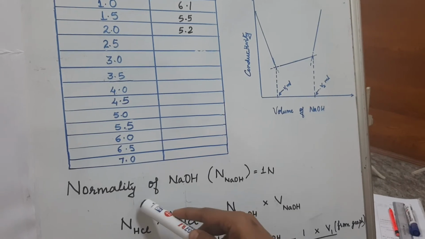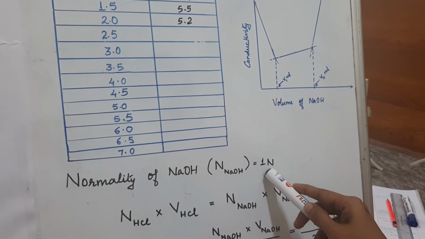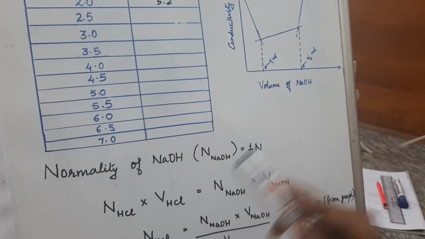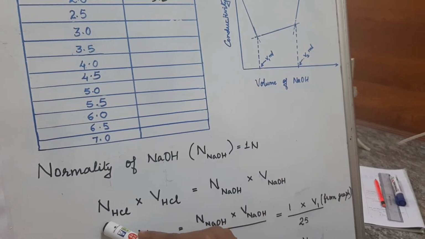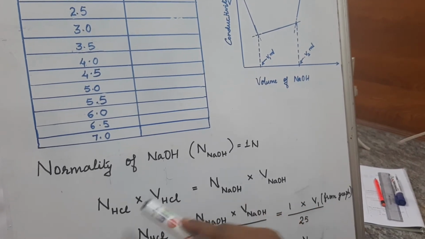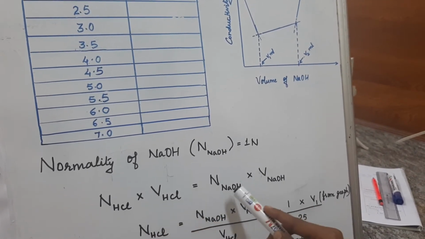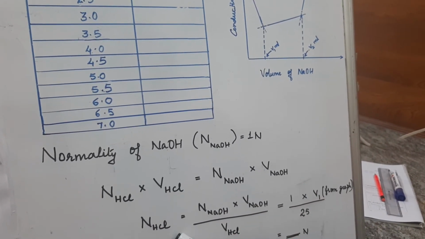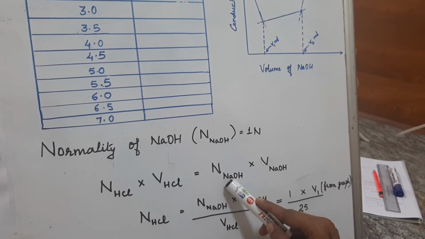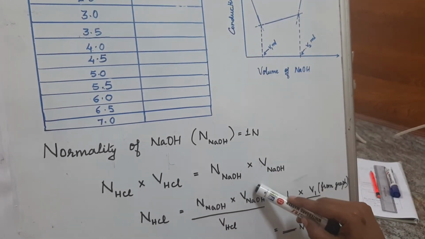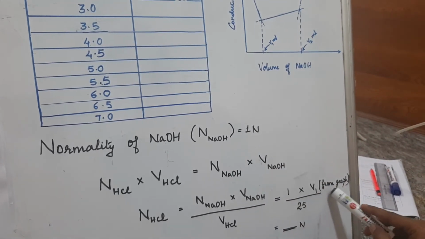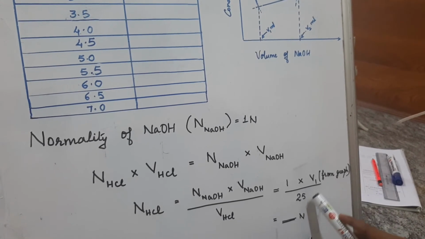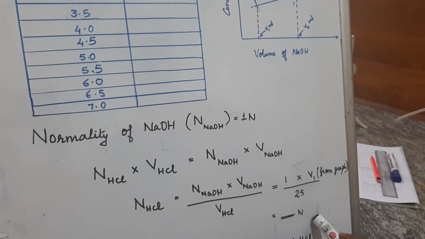Now coming to the calculation part, the normality of NaOH is given to you because you have been provided with standard sodium hydroxide. So it is 1 normal, and we use the formula N1V1 = N2V2. So normality times volume of HCl is equal to normality times volume of sodium hydroxide, from which you can calculate the normality of HCl, because the normality of NaOH is 1 normal, the volume of NaOH for neutralizing the strong acid is V1 ml, which you can obtain from the graph, and the volume of acid provided to you is 25 ml. So by substituting you will get the normality of HCl.